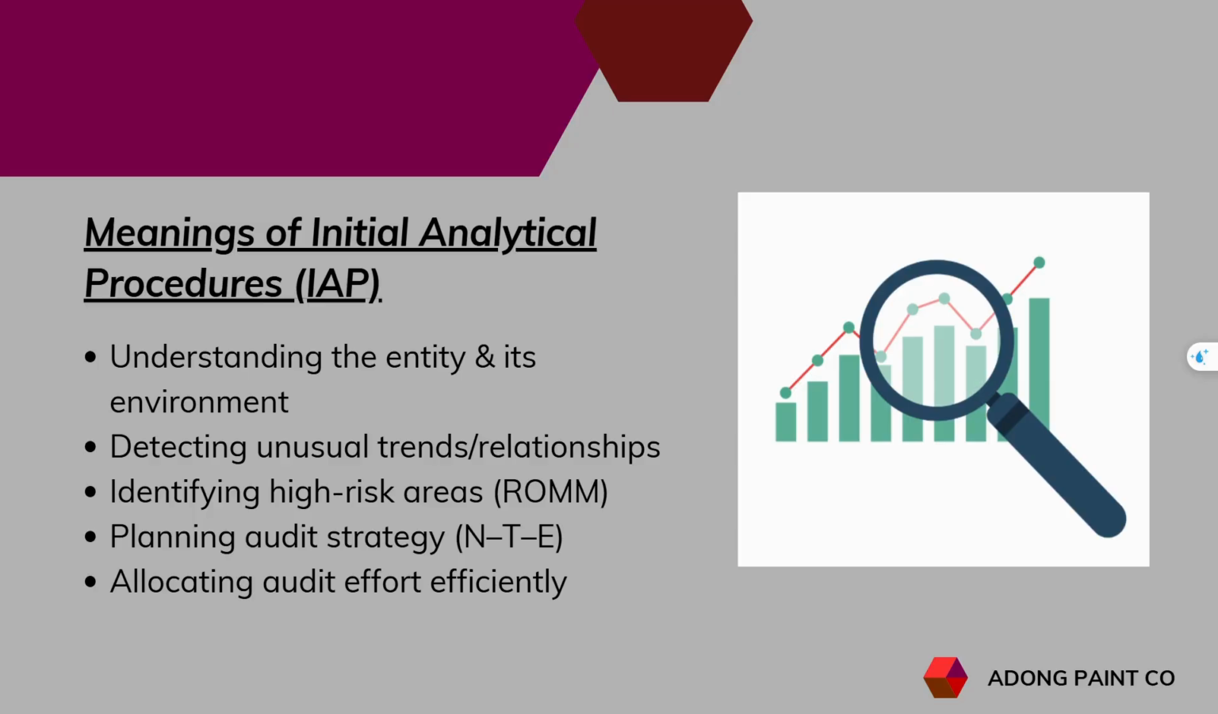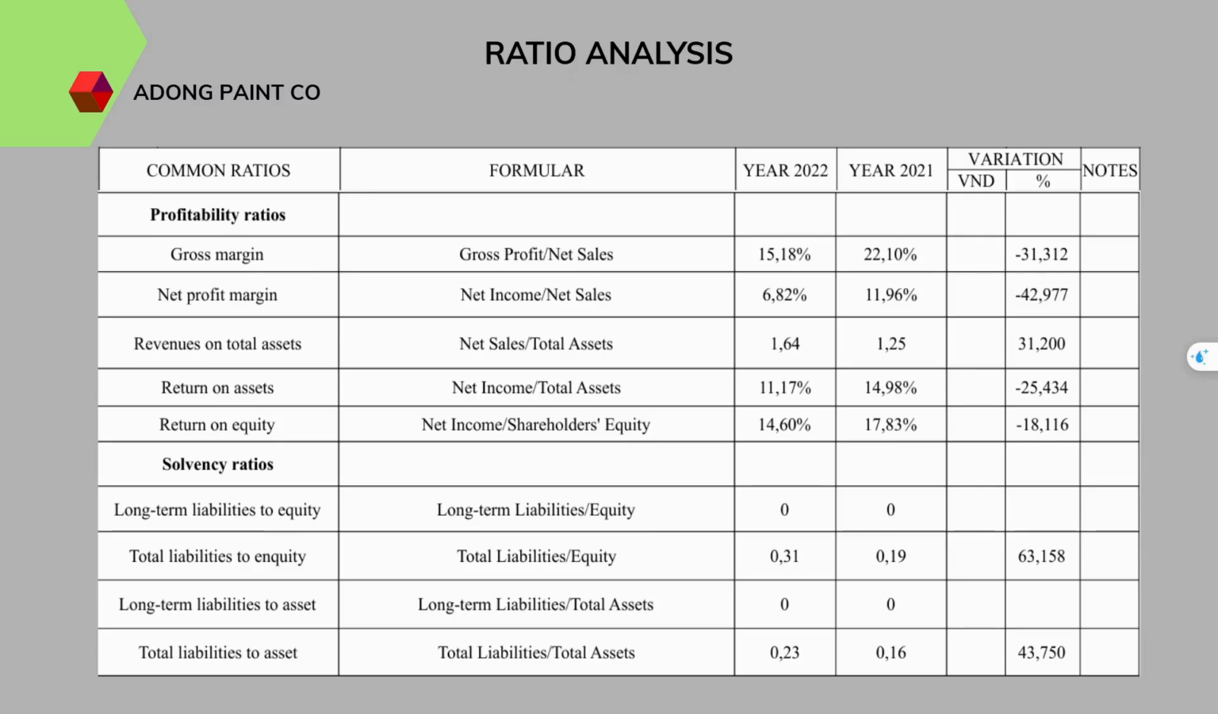So now we are coming to the meanings of the initial analytical procedure. We have 5 points on the screen. So now we move to the first one, understanding the entity and its environment. So now we come back to the journal.